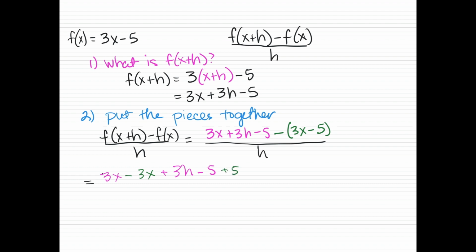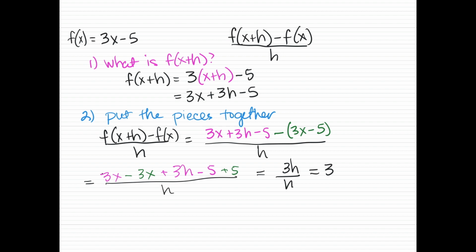When you do this, a bunch of things are going to cancel out. Here we have a 3x and a negative 3x. Those things are going to add to 0. And you've got a negative 5 and a positive 5 because of the negative 5 at the end. Those are going to cancel out. And when you're done with this top, you're just going to have 3h this time. Divide by h, you end up with 3, and like I said, this is a slope. We have a line here, so we had better end up with 3, and we did.